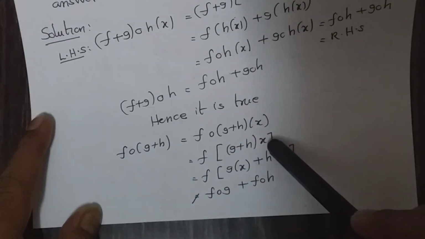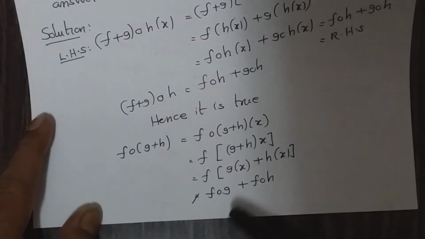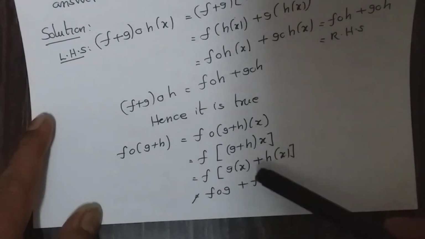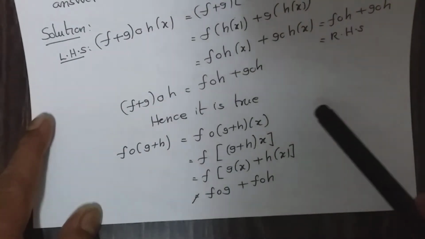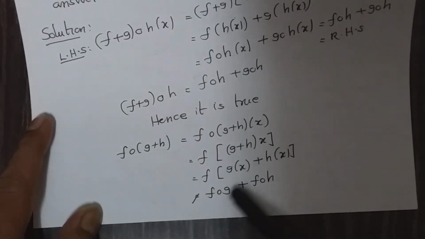g of x plus h of x. Just add the two functions. So this is not equal to f circle g plus f circle h. Like previously, this one is not the same. Here there are two functions inside f, and f is outside. So you cannot write this as f circle g plus f circle h.